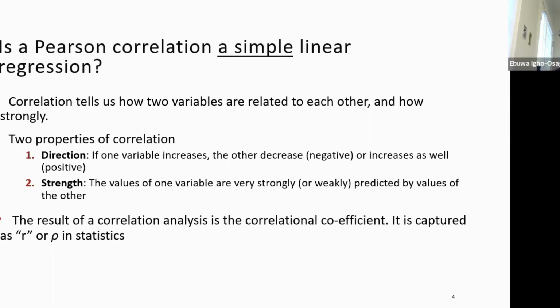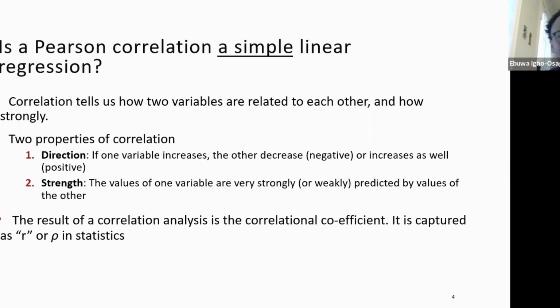But there are two properties of correlation, as you can see on the screen. One is the direction, and we've just talked about the direction. So if the price of cement increases, the cost of building a house will increase. That's direction, and some people call that a positive correlation. If one increases and the other decreases, some people call that a negative correlation. But there's also the idea of strength.